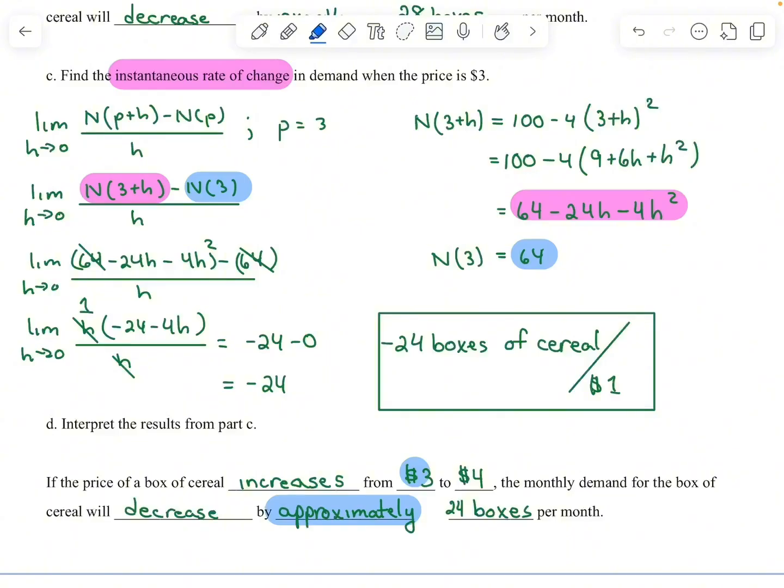So in this example, the point that was given was $3. When $3 is increased by 1 unit, that is $4. So if the price of a box of cereal increases from $3 to $4, the monthly demand for the box of cereal will decrease by approximately 24 boxes per month. And we are done.